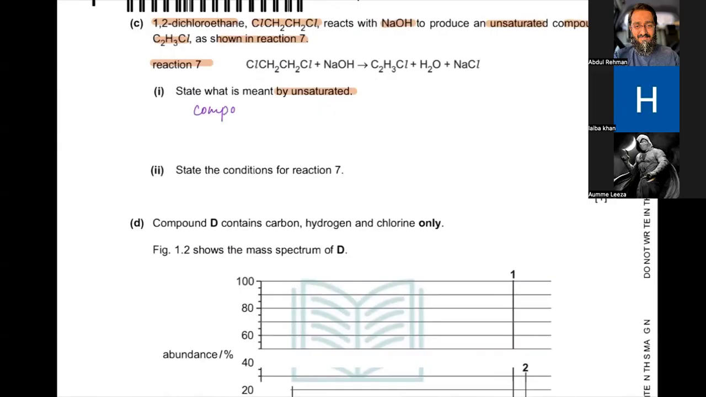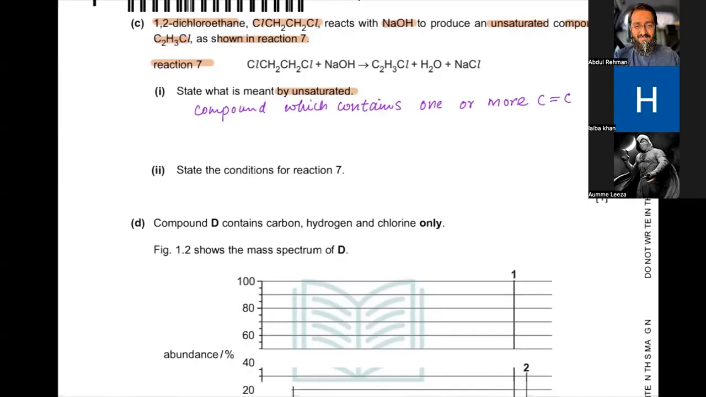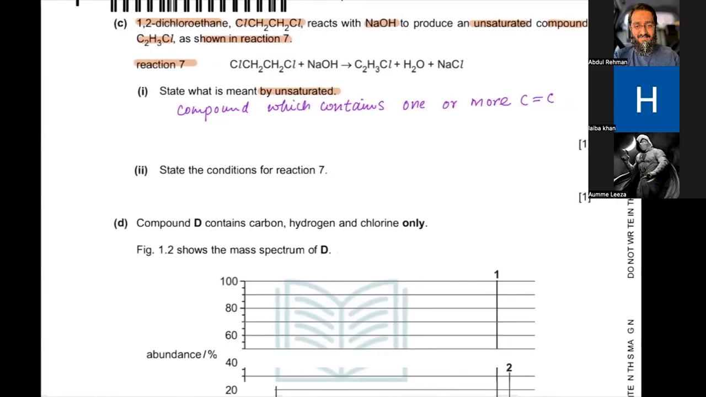So a compound which contains carbon-carbon double bonds. It is better to write which contains one or more carbon-carbon double bonds. And if there is a carbon-carbon triple bond, that is also considered an unsaturated compound.